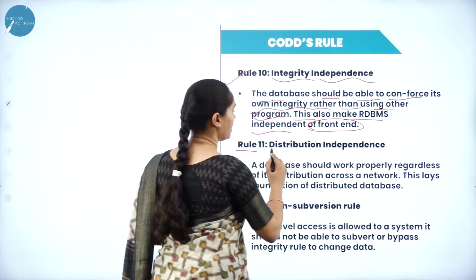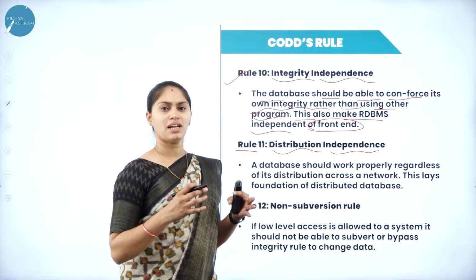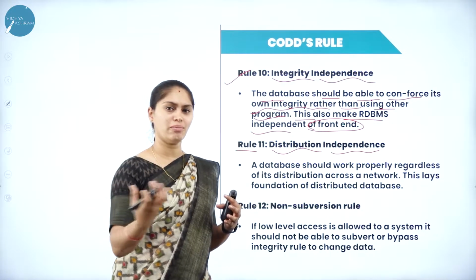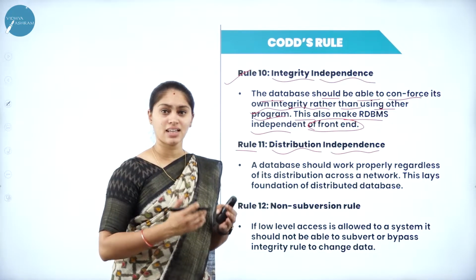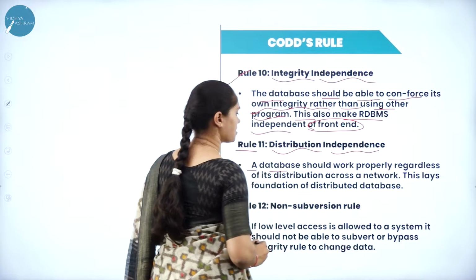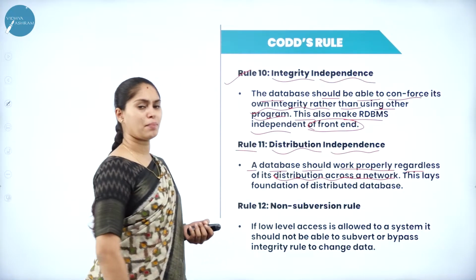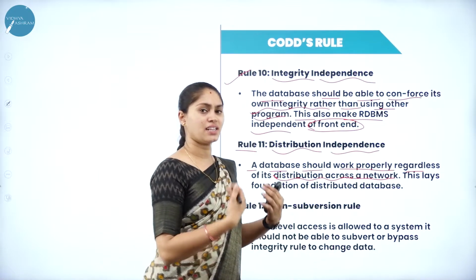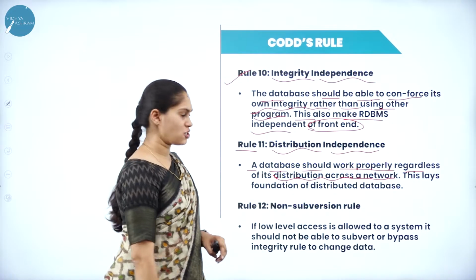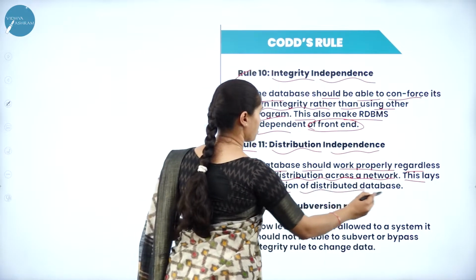We'll see rule 11, distribution independence. If I say database management system, the data is going to be distributed all over the world. Whatever I want to fetch will be integrated together, and then we can get the result. So distribution independence states that a database should work properly regardless of its distribution across the network. It should not depend on which country or which state the database has been distributed to, or on what server it is located. It should not depend on any of these scenarios. So this lays the foundation of distributed databases.